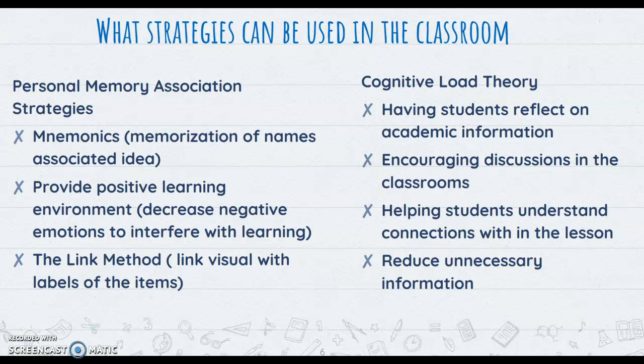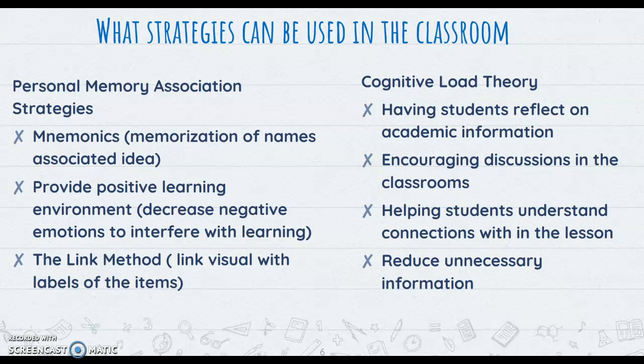Within my research paper, I talked about two theories that were very interesting to me within the articles that I've read. One of them was personal memory association. Strategies that teachers can use in the classroom would be memorization of names associated with the idea, provide a positive learning environment, and decrease negative emotions that interfere with learning. The link method could be a visual with labels of those items. So kind of like a matching, you can use that as well for lower grades.